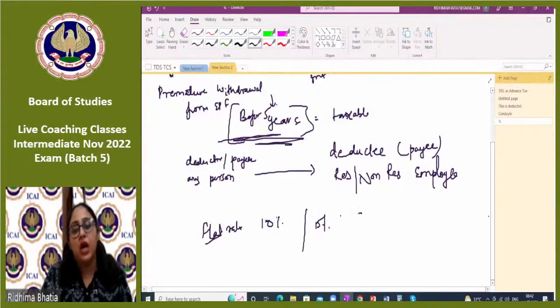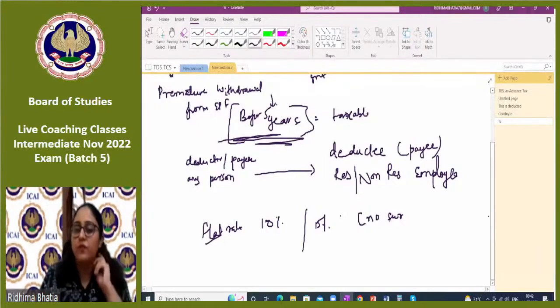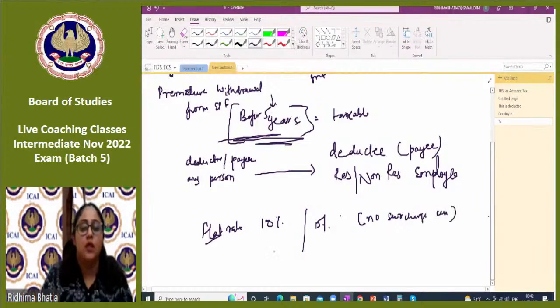No surcharge or cess has to be added. Even if the income amount is 10 lakhs or 50 lakhs or whatsoever, except in a few circumstances, no surcharge or cess would be added. Number 2, there would be thresholds for all of the sections.